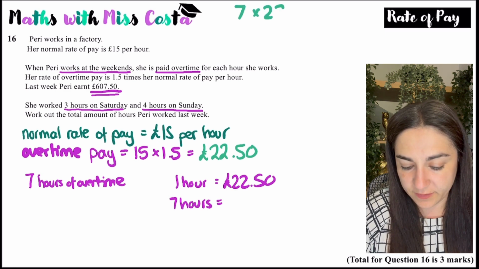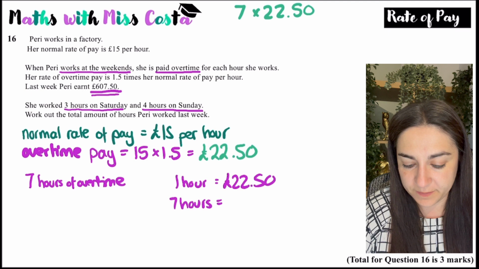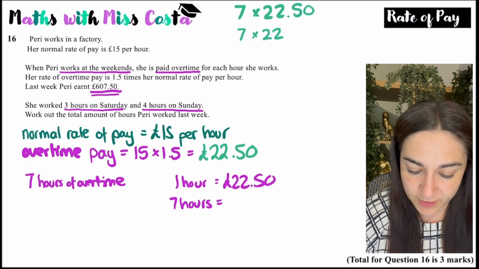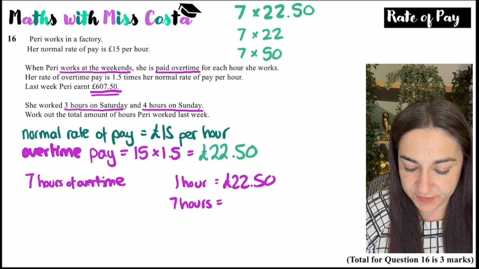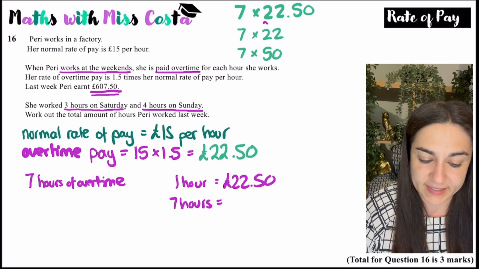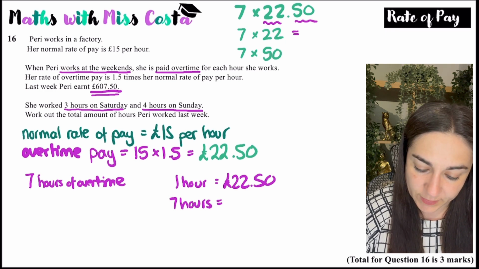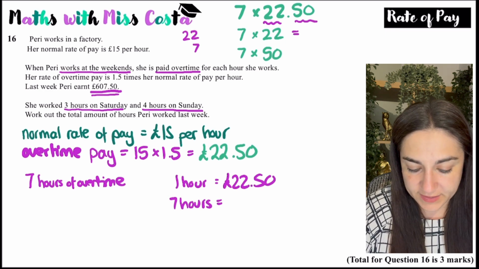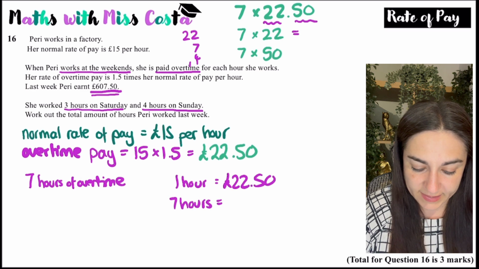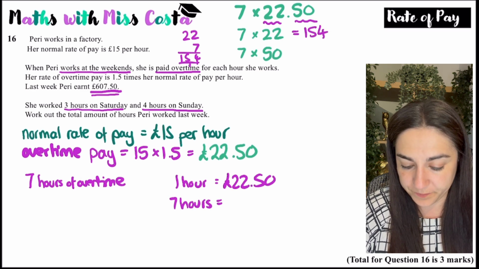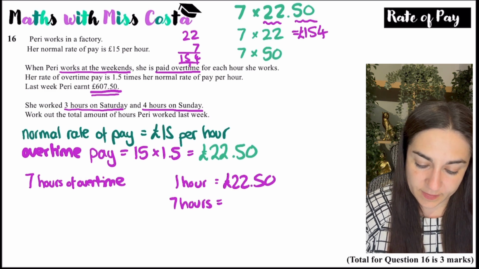So 7 times £22.50. I would split it up into £22 and 50 pence. So I do 7 times by 22 and then 7 times by 50. So I'm just splitting it up into the pounds part and the pence part. So 7 times 22, 22 times 7, 7 times 2 is 14, 7 times 2 is 14, add the 1, so that's 154. And that's in pounds.